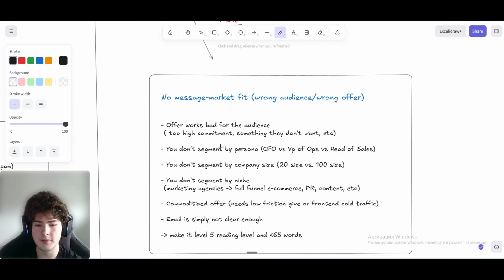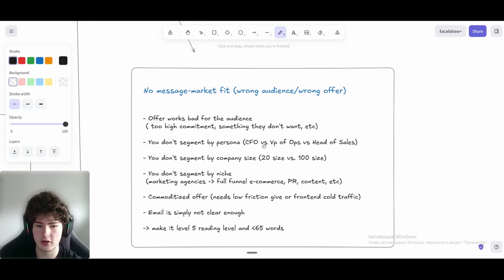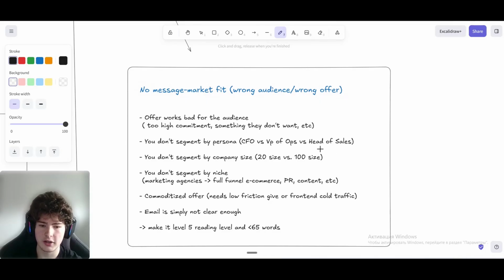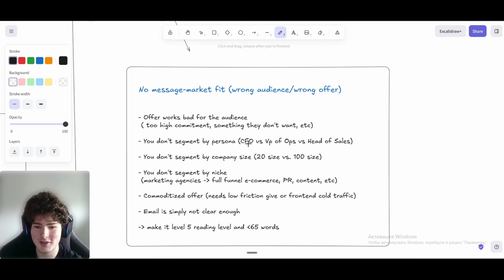Maybe you don't segment by persona, right? So you're messaging with ROI copy for a VP of Ops, but he cares about profit margins, about efficiency, and those types of things. Maybe you're messaging about ROAS to a CFO, right? Of course, he's not going to reply positively, because why the hell should he even care about ROAS? You know what I mean? So segment by personas is my advice as well.